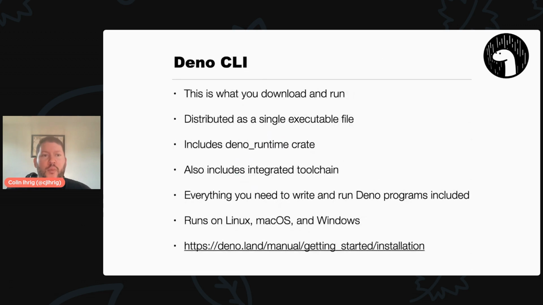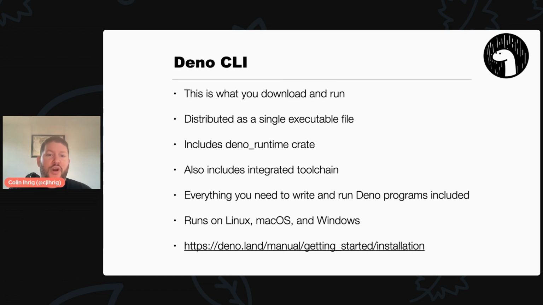And then if we take it up one more level of abstraction, we have the Deno CLI itself. So this is what you would generally download and run. It is distributed as a single executable. The plan is to always have it distributed as a single executable. It makes deployments and installations and things like that easier for end users.